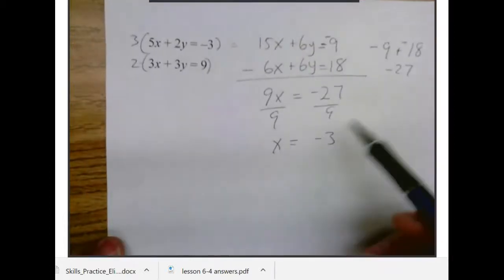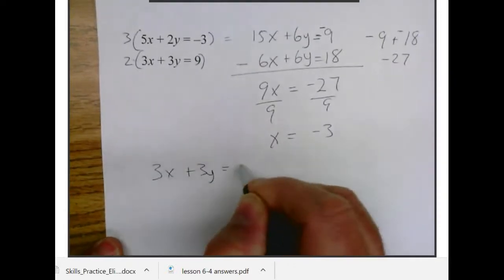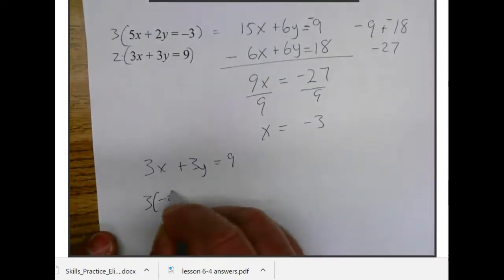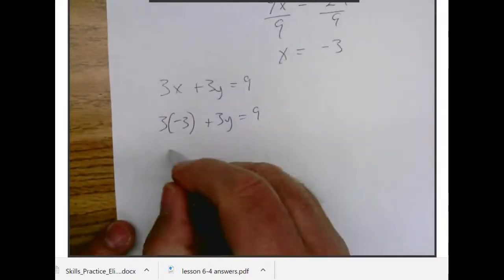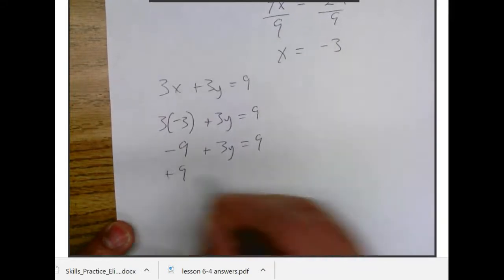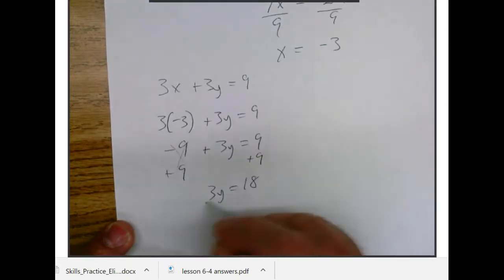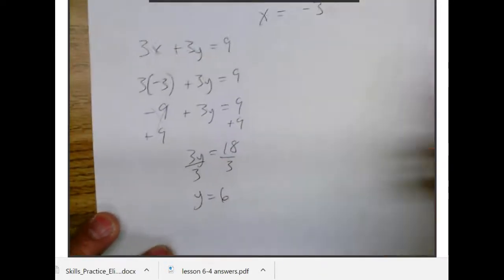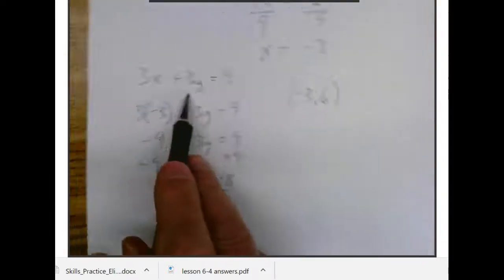Then we take this and we'll just plug it into this equation right here: 3x plus 3y equals 9. So we'll plug in negative 3 for x. So 3 times negative 3 plus 3y equals 9. Then we'll have negative 9 plus 3y equals 9. Then we're going to add 9 to both sides to eliminate that, and we get 3y equals 18. Divide by 3, and we get y equals 6. So then we have our answers: negative 3 and 6. And we've used this one to figure out the x and the y.